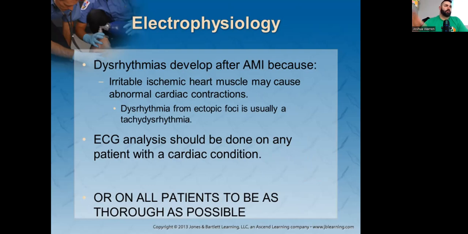But if you come through here, what am I pushing you to do? 12 lead everybody. Why? It rules it out. It also gives you the ability to be thorough. I cannot tell you how many patients I found crap on just by being thorough. They wouldn't even complain of anything cardiac, but because I'm looking, I find things.